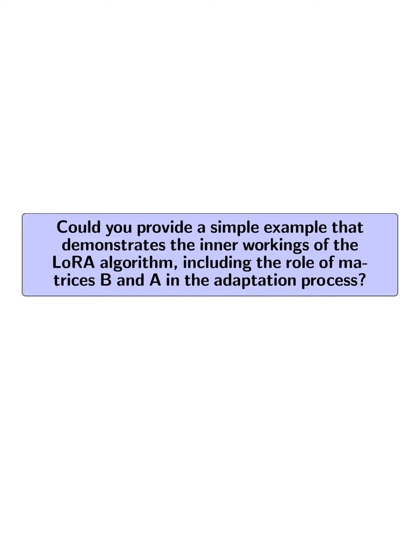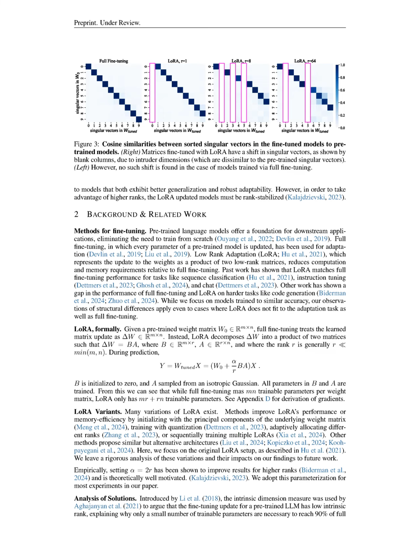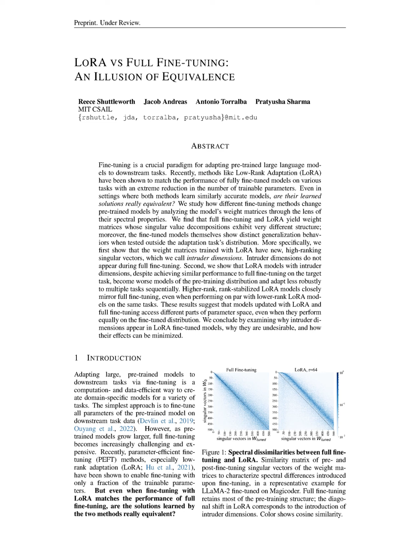Could you provide a simple example that demonstrates the inner workings of the LoRA algorithm, including the role of matrices B and A in the adaptation process? The LoRA algorithm adapts a pre-trained weight matrix, W_0, by introducing a low-rank update represented as delta W equals BA, where B and A are matrices of lower rank. Specifically, B is of size M times r and A is of size r times N, with r being significantly smaller than both M and N.